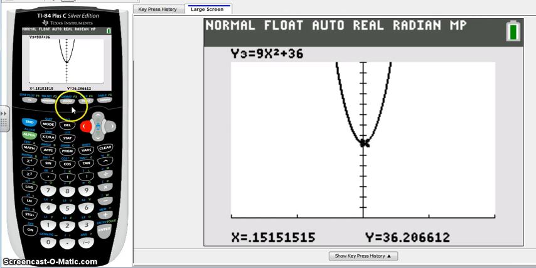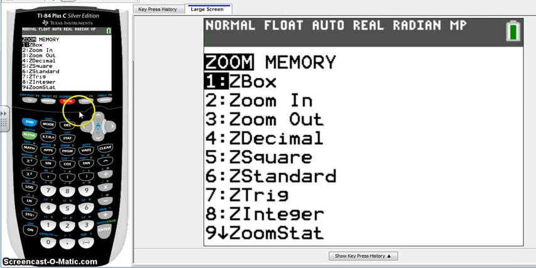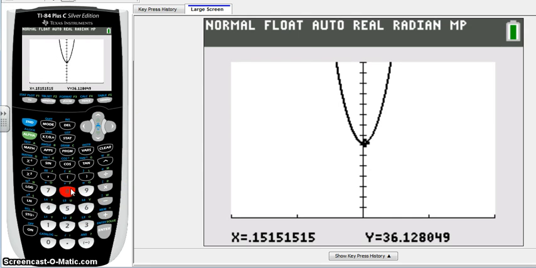Both of them can be accessed by pressing our zoom function, and you'll see lots of different zoom options. Zoom 6, the zoom standard, was that very first window that I showed you where we had the defaults of negative 10 and positive 10 for our x and y minimums and maximums. But if you go ahead and press zoom 8, that's going to take me to zoom integer.